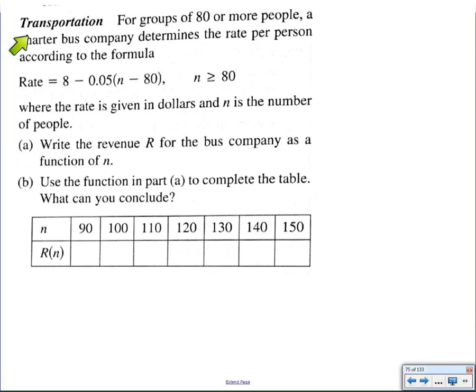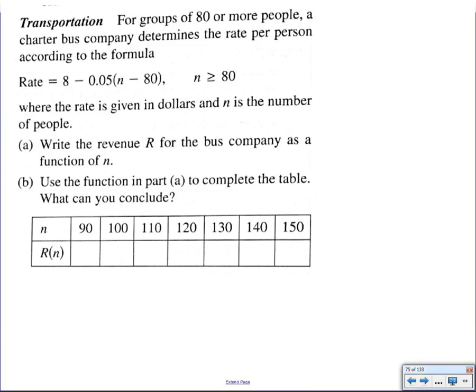go somewhere. And what it says is the rate per person is determined by a formula, and n is greater than 80, so that makes sense because it says 80 or more people, greater than or equal to 80. In this formula, essentially, you subtract 80 from n, multiply by 0.05, and subtract that from 8, and that's going to tell you what rate is.